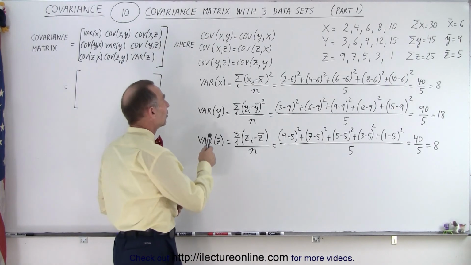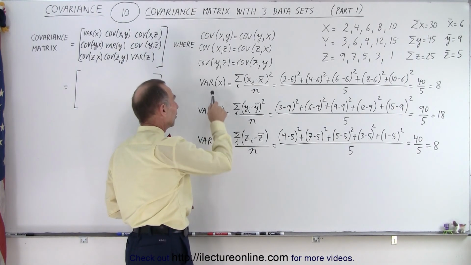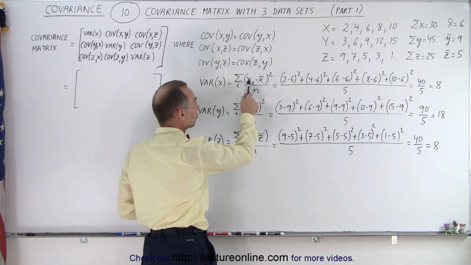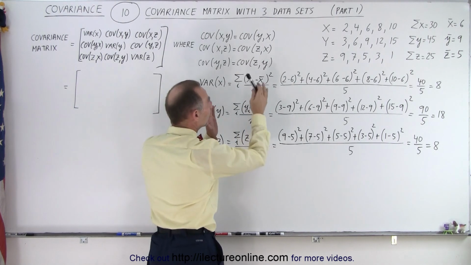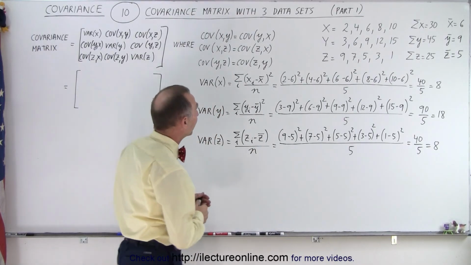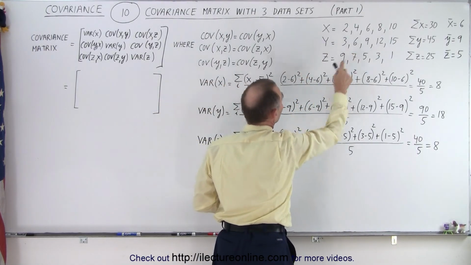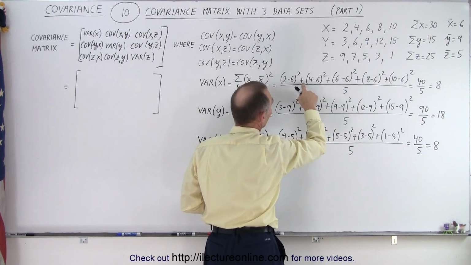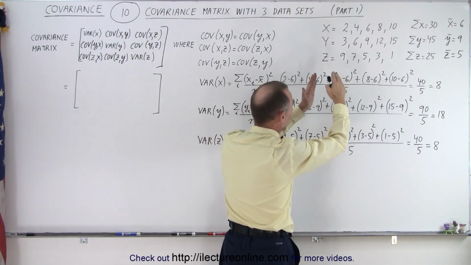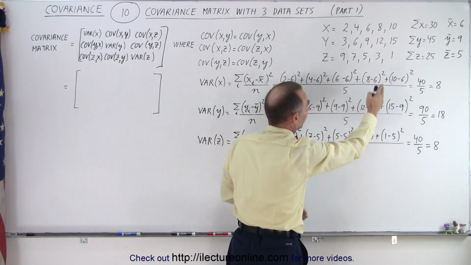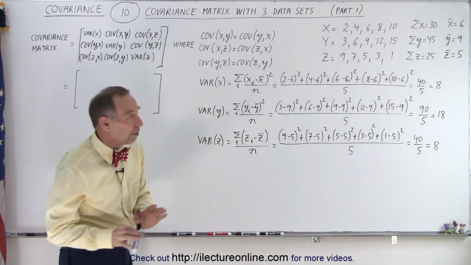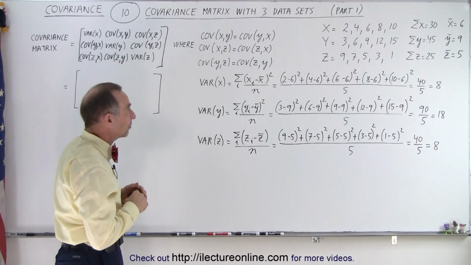Notice we also need to calculate the variances for each of the data sets: variance X, variance Y, and variance Z. Again, here are the equations. It's each of the elements minus the average, quantity squared, add them all up, and divide by the number of elements in the data set. So in this case, we have the elements 2, 4, 6, 8, and 10. So 2 minus 6, 6 being the average, squared, plus 4 minus 6 squared plus 6 minus 6 squared plus 8 minus 6 squared plus 10 minus 6 squared, all divided by 5 gives us 40 divided by 5, or 8, for the variance of the elements of the X data set.